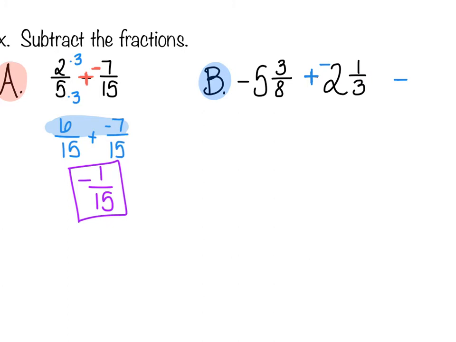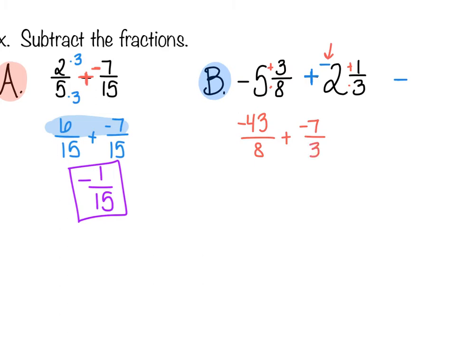And then we are going to change these into improper fractions. 8 times 5 is 40, plus 3 is 43. And don't forget it was negative. So negative 43/8 plus 3 times 2 is 6, plus 1 is 7, and that was also negative now that we changed the sign of it, so negative 7/3.